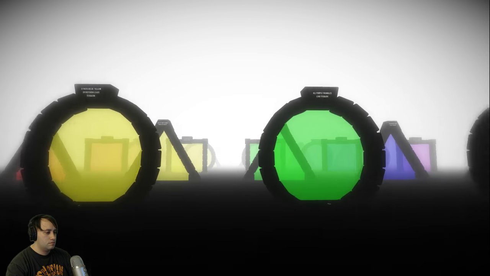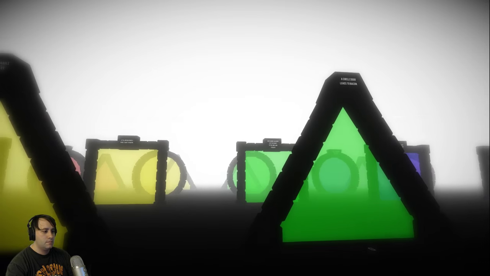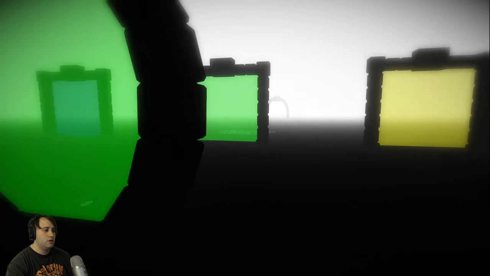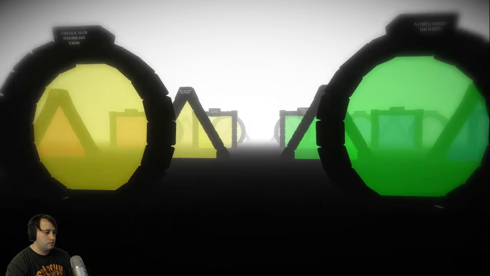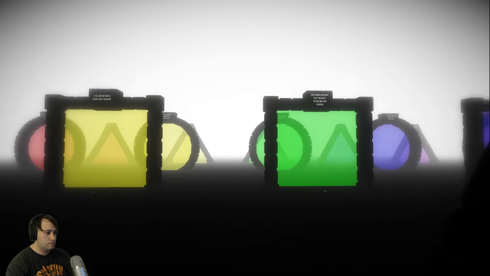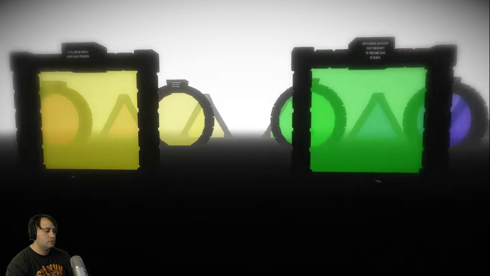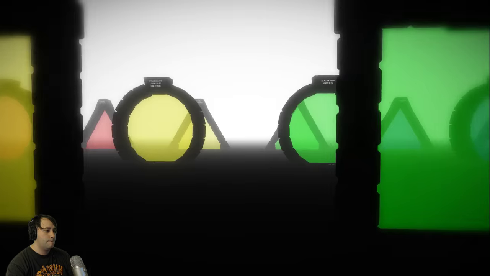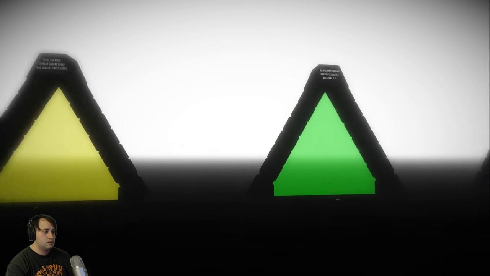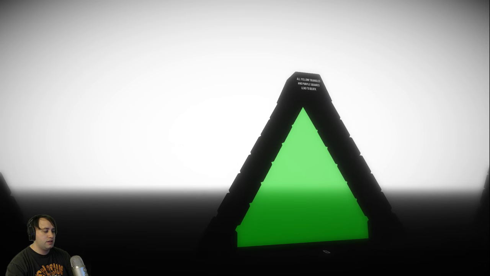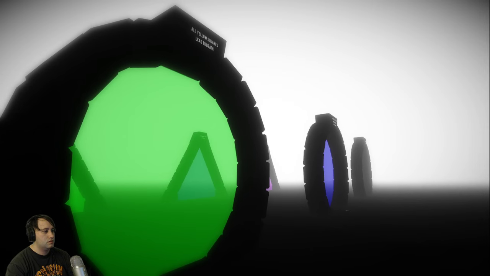Either a yellow or green door leads to bacon. All purple triangles lead to death. Okay? A circle door leads to bacon. Hold on. Okay. Both doors adjacent, left or right, to this one lead to death. Okay. All yellow squares lead to death. All yellow triangles and purple squares lead to death.